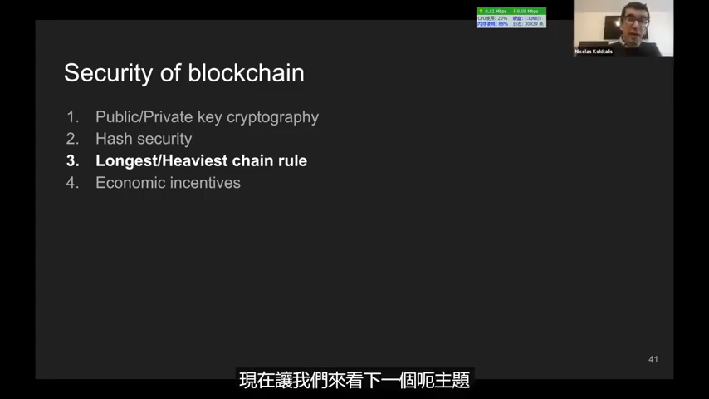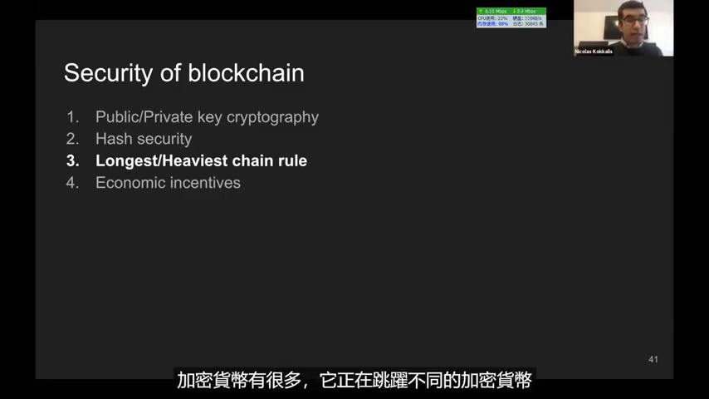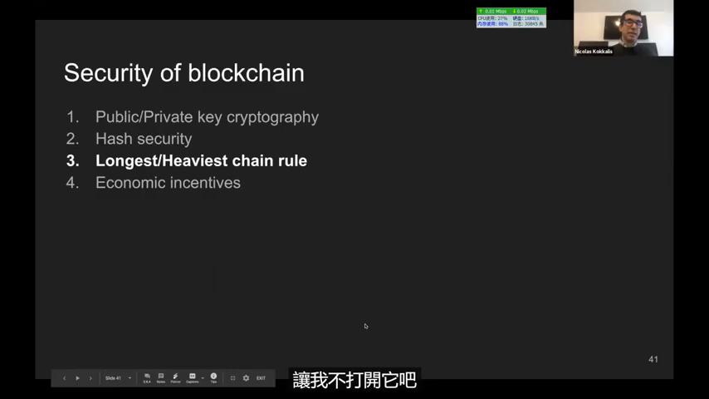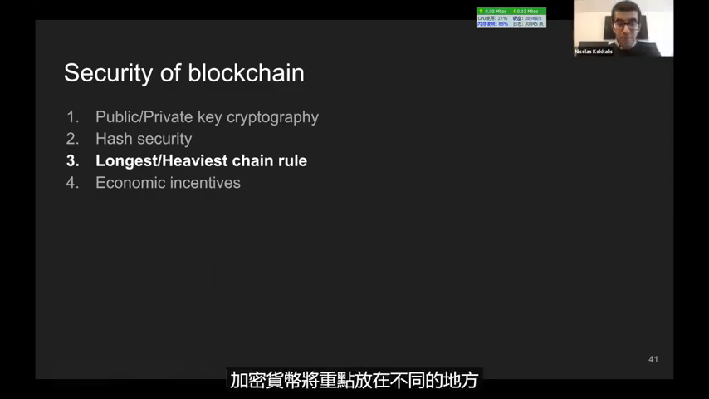So now let's look at the next topic, which is an additional point. As I said, different cryptocurrencies place emphasis on different properties.